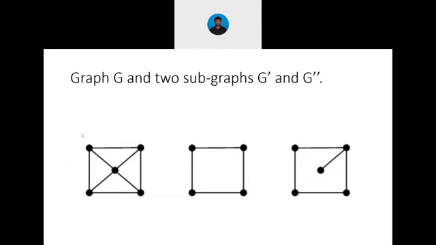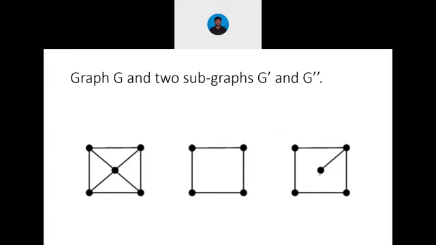So the first graph shown here is a complete graph, where from this first graph the second graph has been drawn by removing the center node, the fifth node, and also removing the corresponding edges. So the second graph is actually called a subgraph of the first graph. The first graph is G, the second graph is G dash, the third graph is G double dash. From the first graph, I'm going to draw two subgraphs, the second and third one.